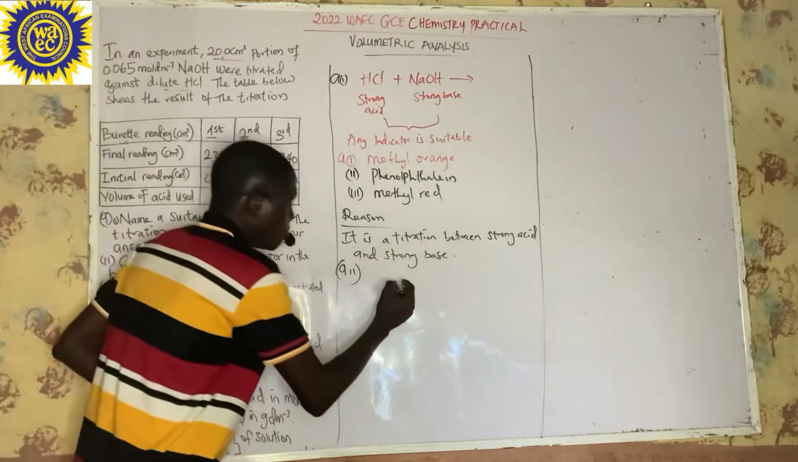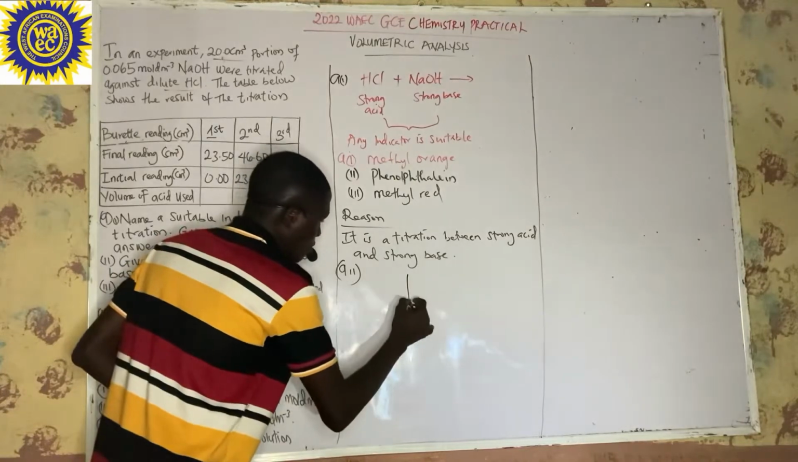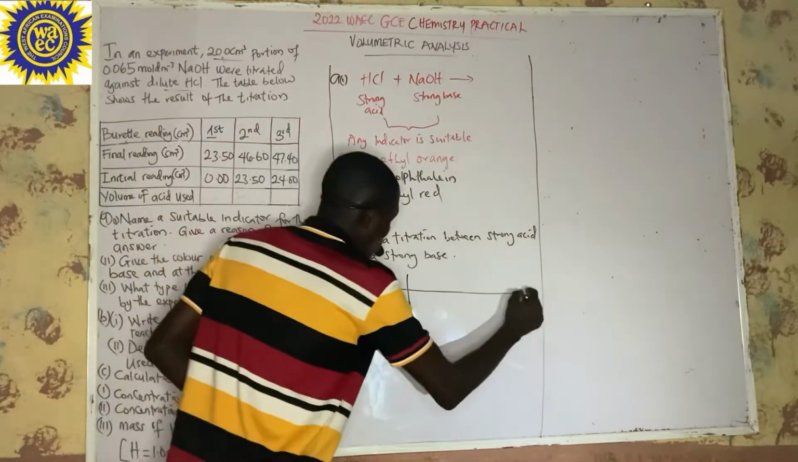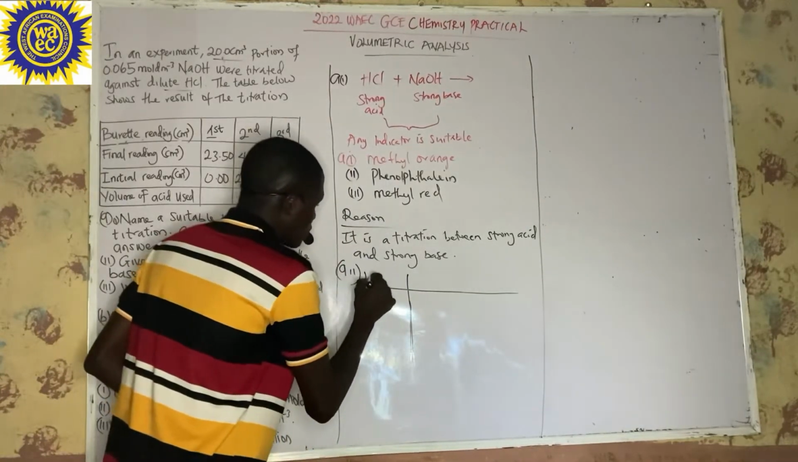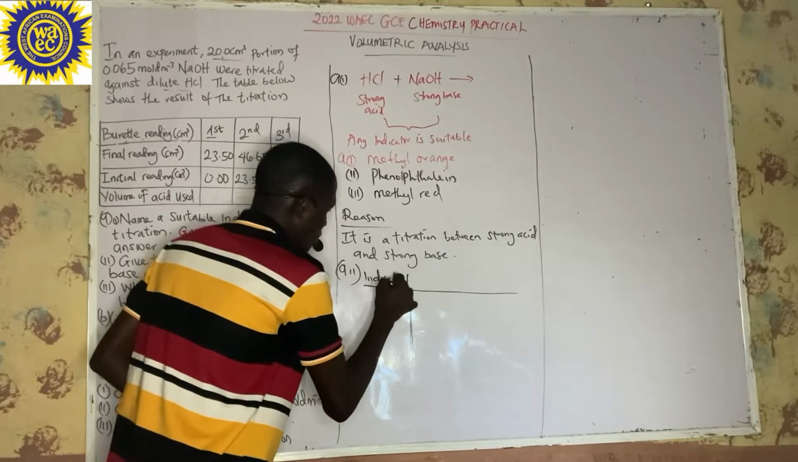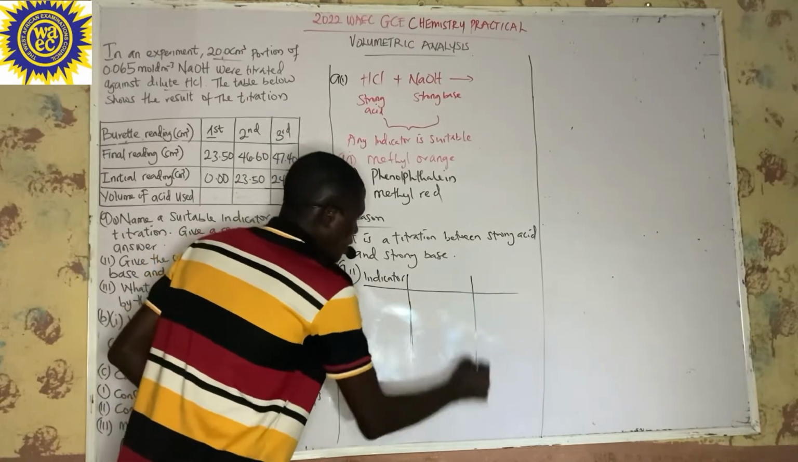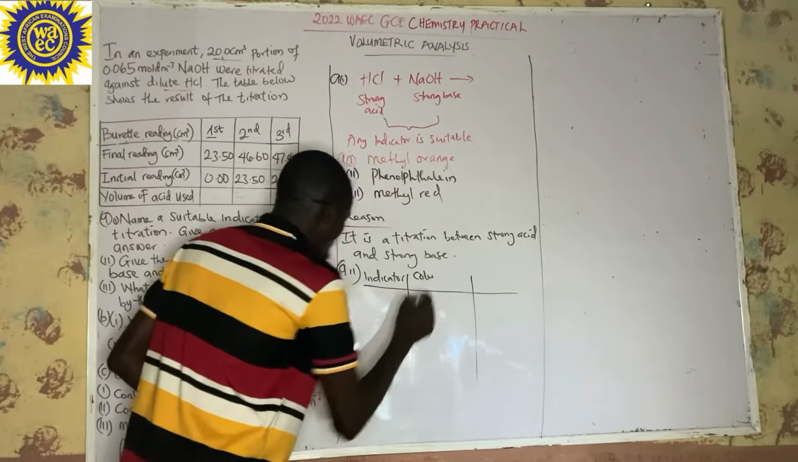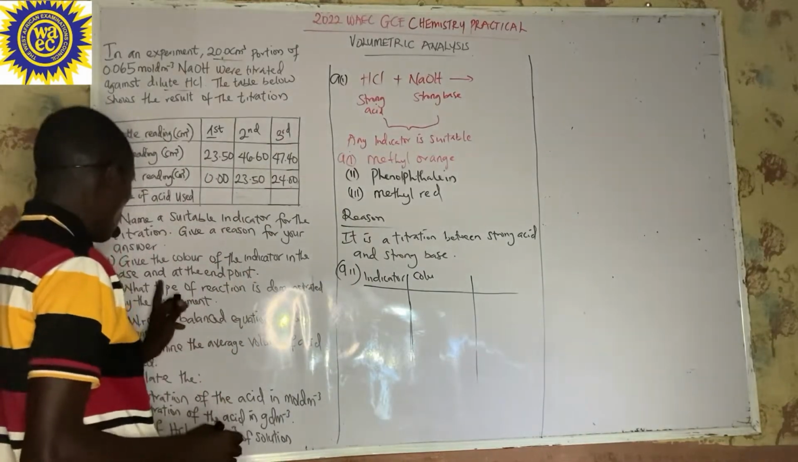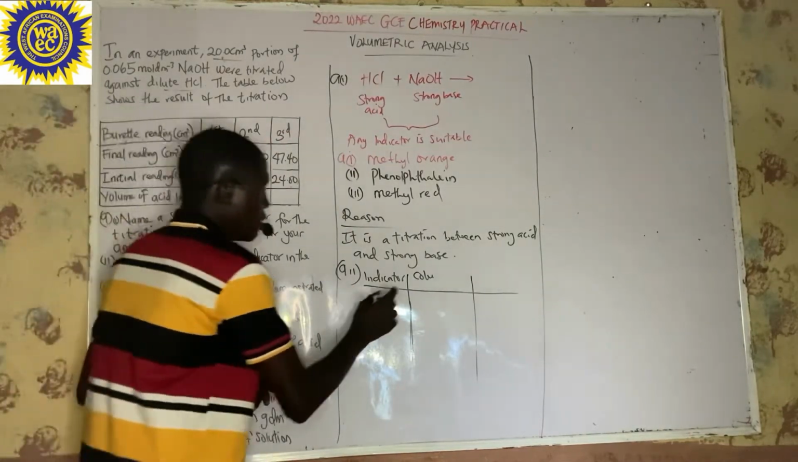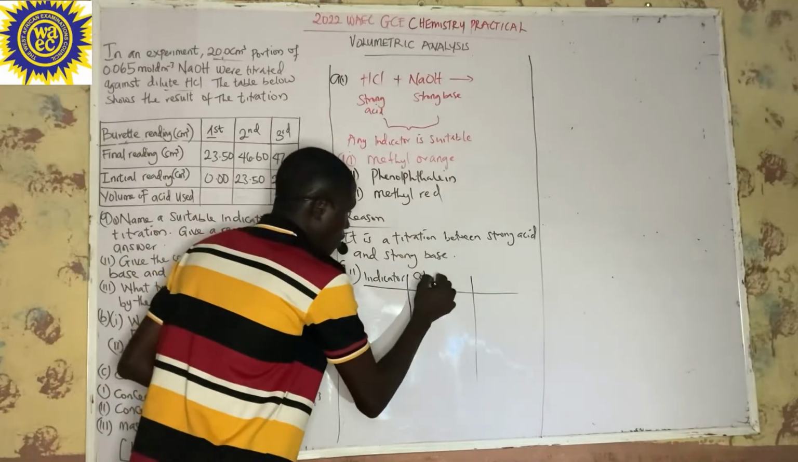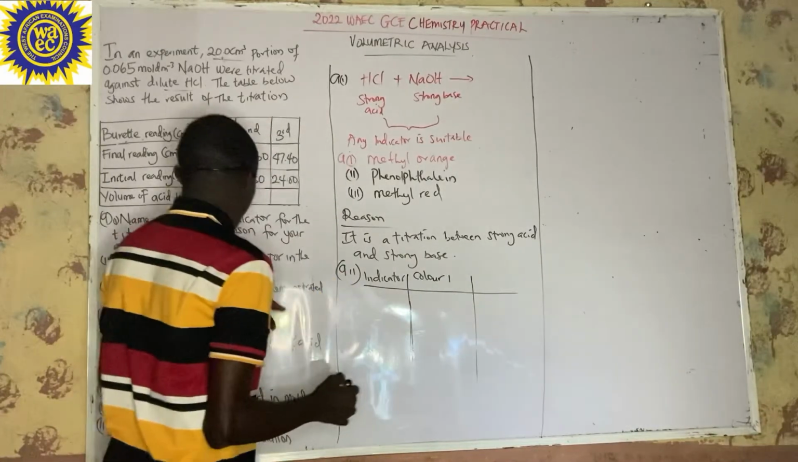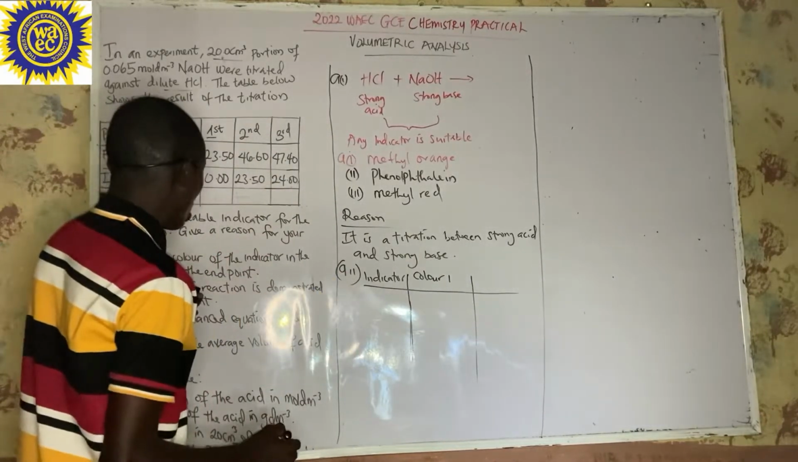Now, I'm going to be giving two of these indicators. If I choose the first two, which is methyl orange, we have the indicator and the color in base, since you have been asked to give the color in base and at the end point. Color in the base.